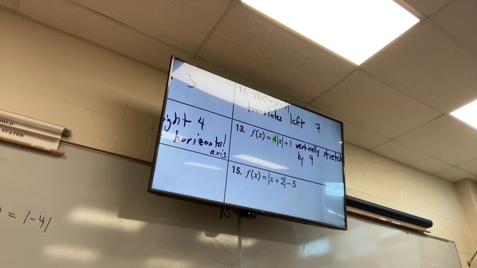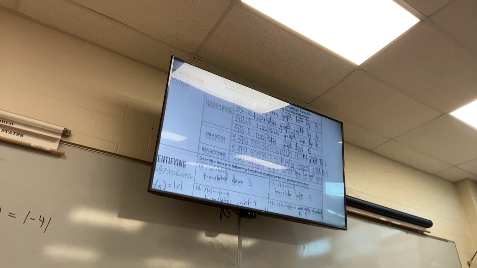Alright, and then that plus 1 outside my absolute value bars, it's going to translate me in what direction? Down low. It's a plus 1 outside my absolute value bars, so it's going to be up 1. Yeah. It's going to be up.